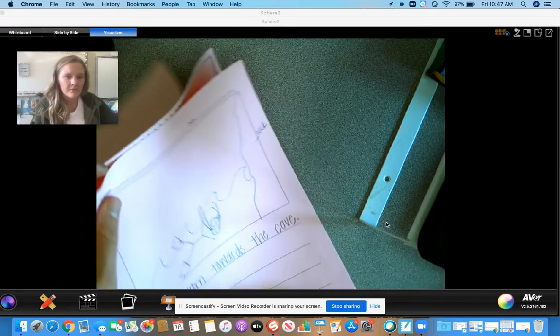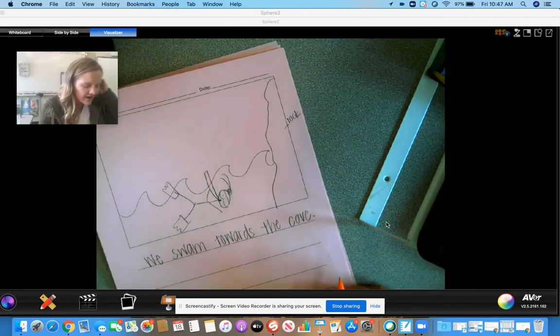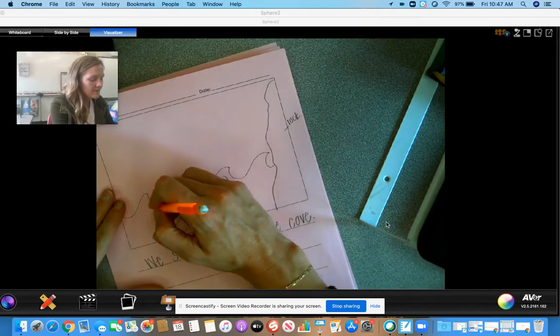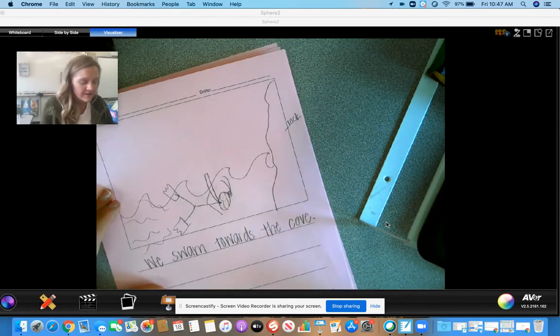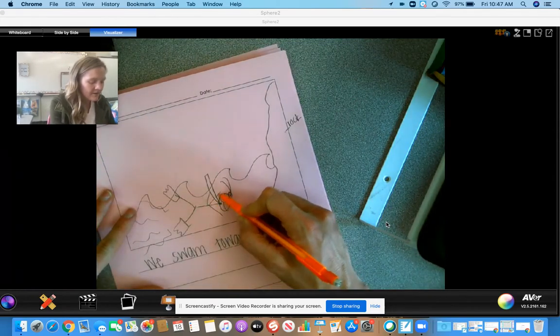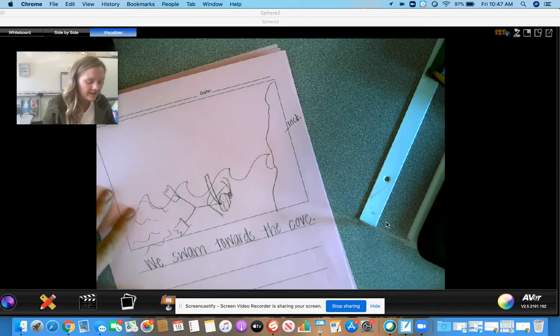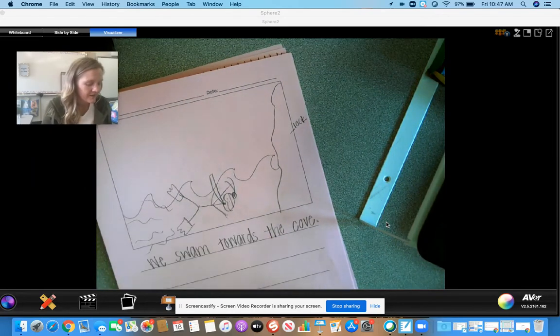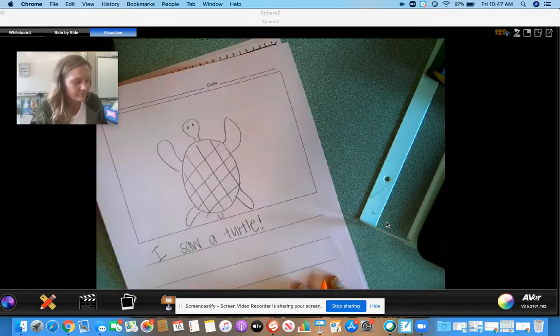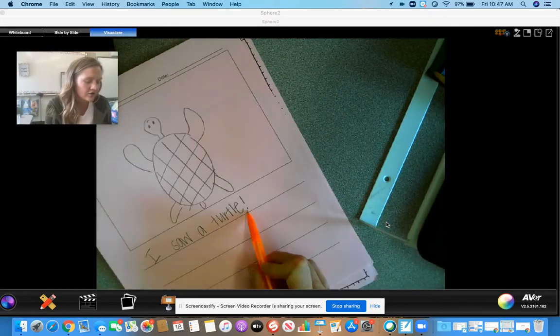We swam towards the cove. So if I'm going to make my character swim, maybe there's water, little waves behind me, okay? And maybe my arms are paddling, okay? We swam towards the cove. That one's pretty good. Then on the next page, I saw a turtle.